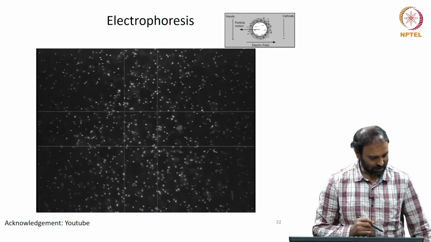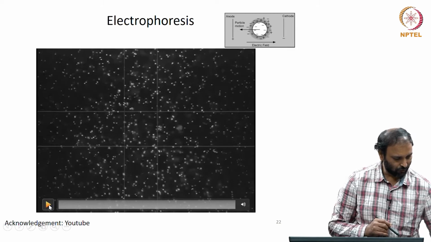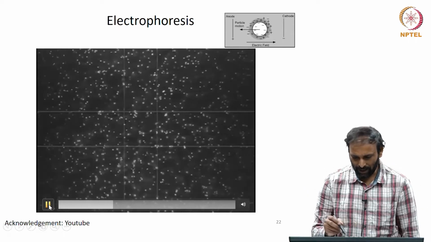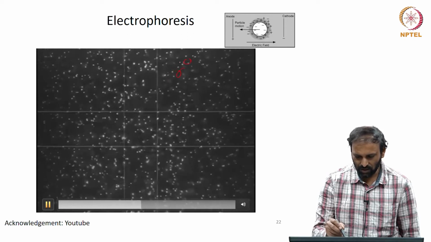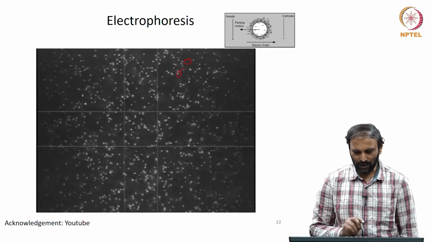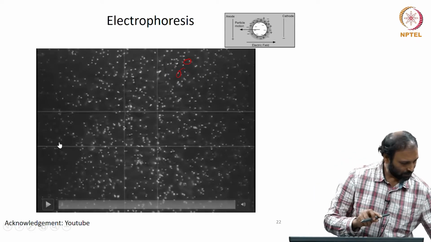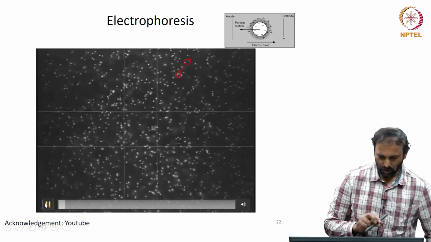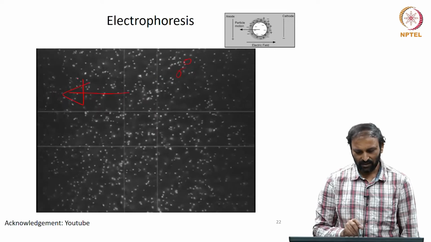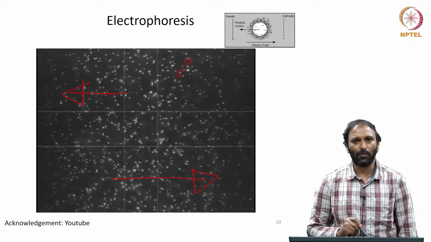So, this is a video of electrophoresis being observed. What you are looking at is a video where the circular dots that you see here are all the particles, and you will notice that the particles are moving in a particular direction for some time. Let me just play the video again. The particles are moving in this direction initially. After a while, you will see that the particles start moving in the opposite direction, that is, now they are moving in the opposite direction, right.